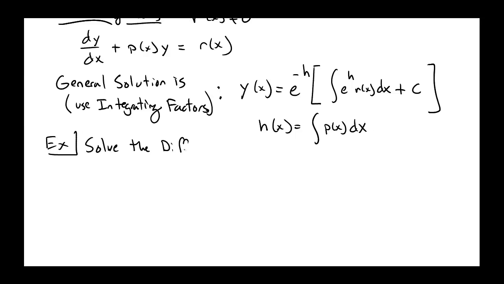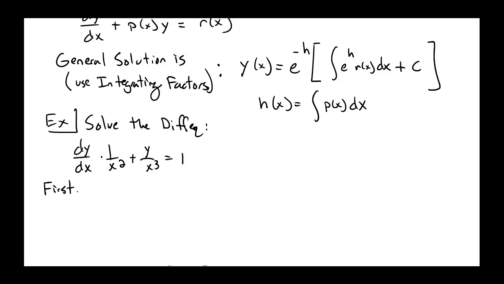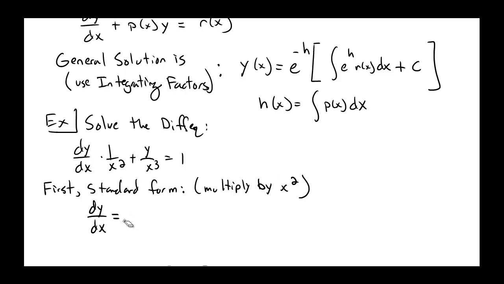So as an example, let's solve this differential equation. dy/dx times 1 over x squared plus y over x cubed is equal to 1. First, we need to put this in standard form by multiplying by x squared everywhere. So the standard form version of this is dy/dx plus 1 over x times y is equal to x squared.